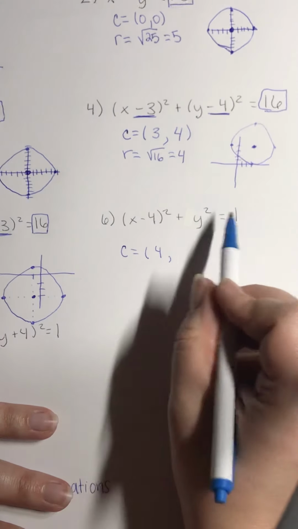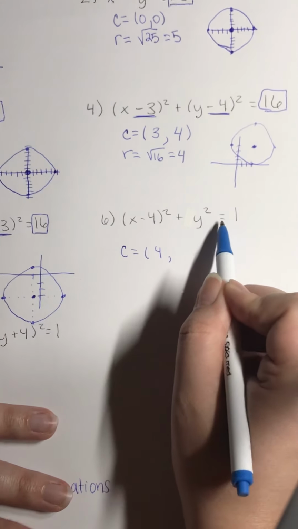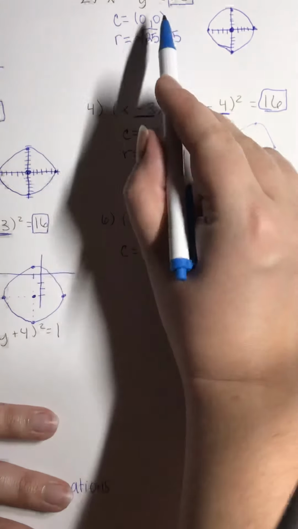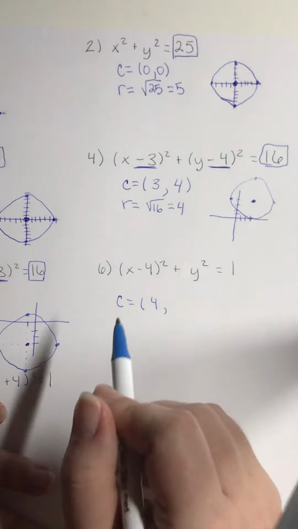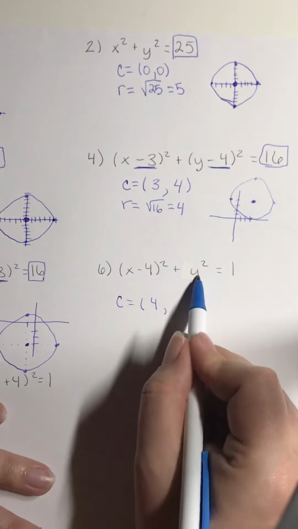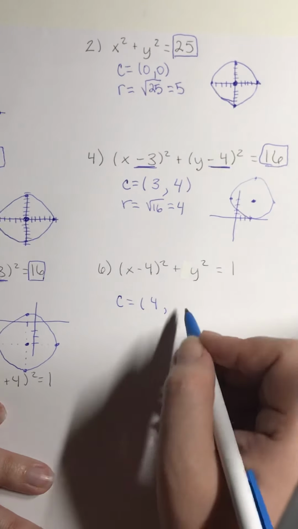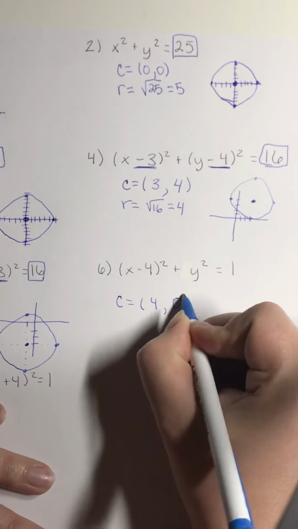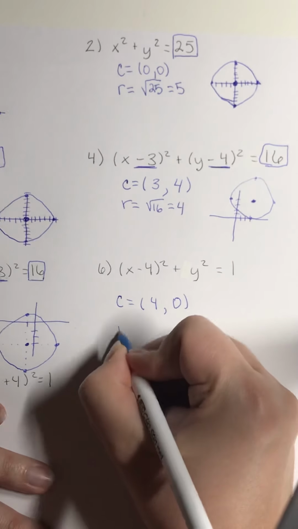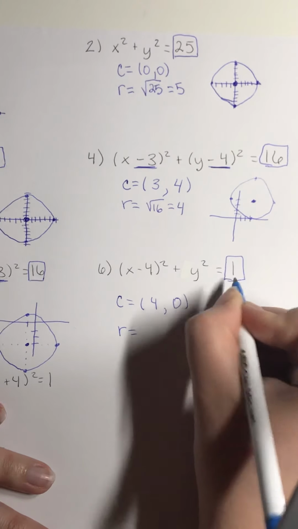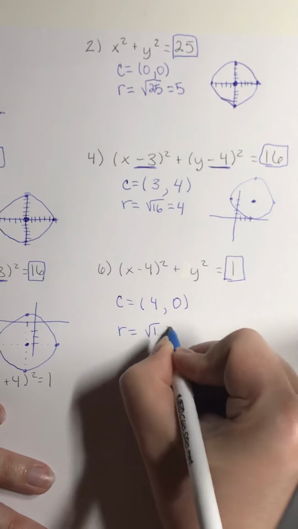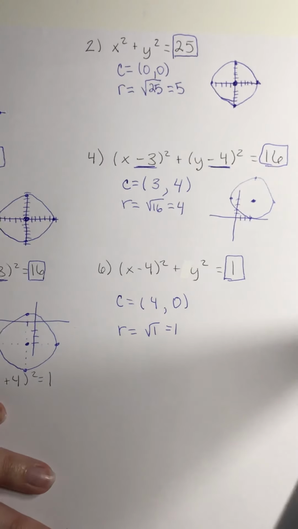The y coordinate for my center, there is no number here. Well, just like in these ones up here, when there's no number next to the y, it's just going to be 0. So the y coordinate, and only the y coordinate this time, will be 0. The radius will be square root of the number on the right. So the square root of 1 is 1.